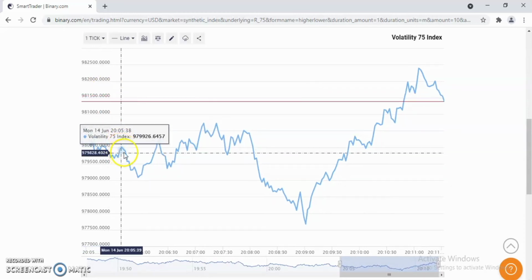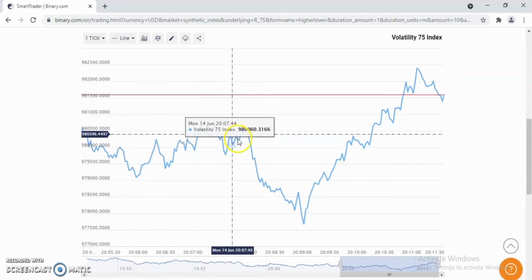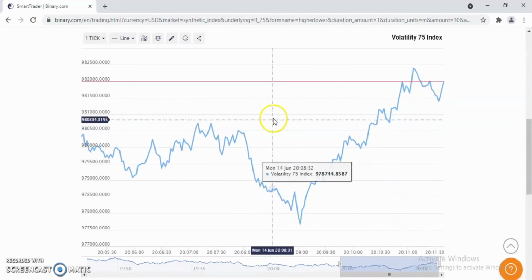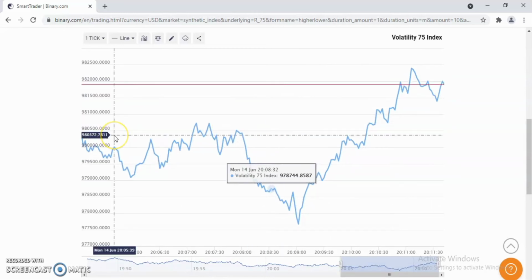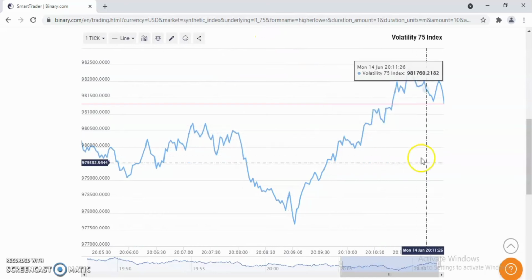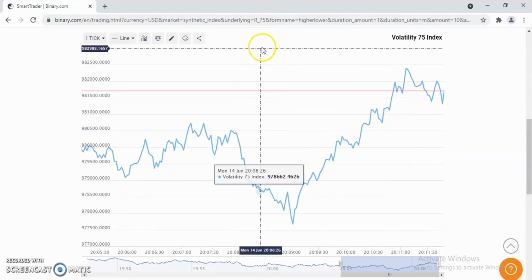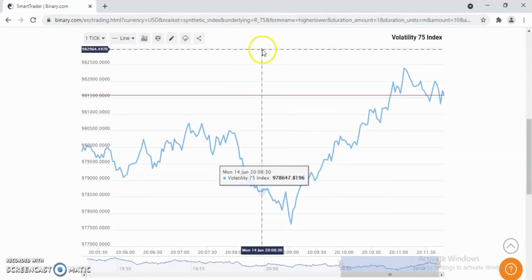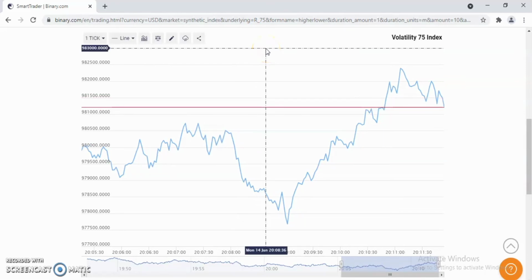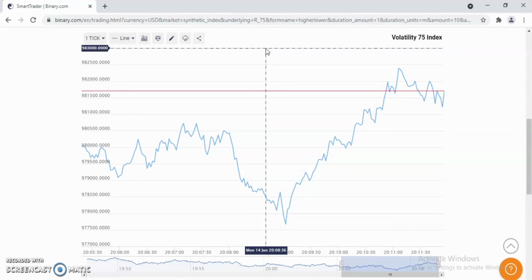Then you look at this graph too. This graph, I discovered in my experience that the market goes better when the graph moves up like this. When it touches the top of the price here, you stand a better chance of trading with profits. Okay.